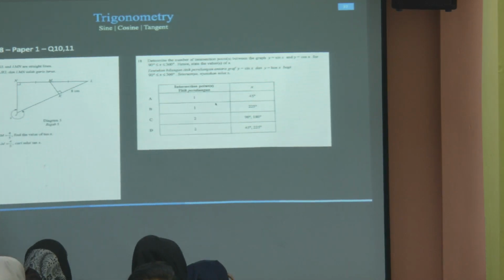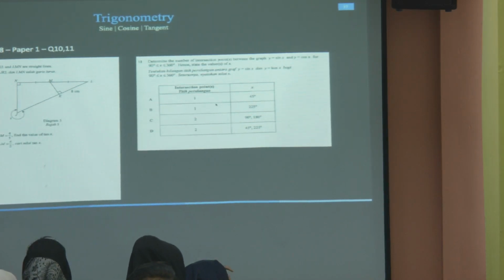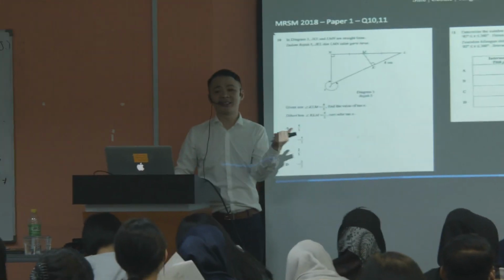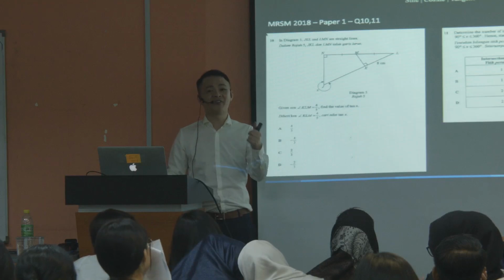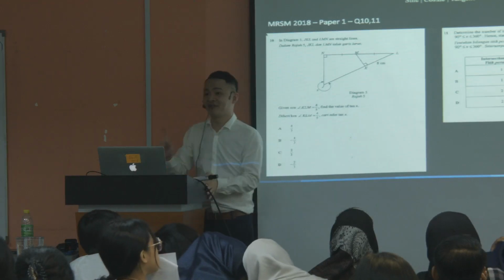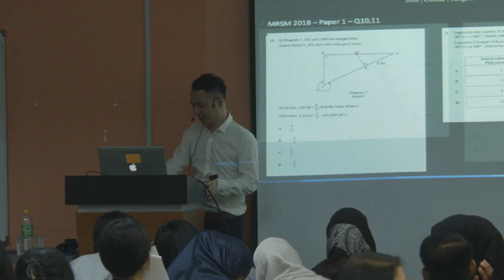So this is something you can do: use the calculator in case you cannot remember the value, to check whether they intersect or not. If they do intersect, you will get the same value. If they do not intersect, you won't get the same value. Okay, next one.